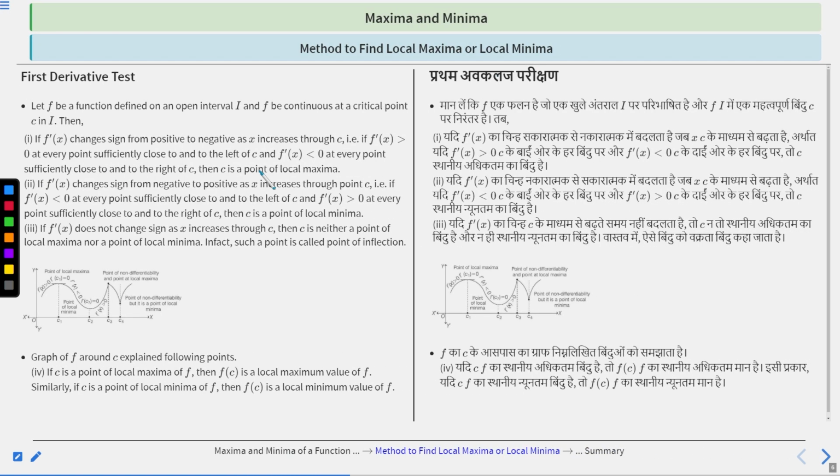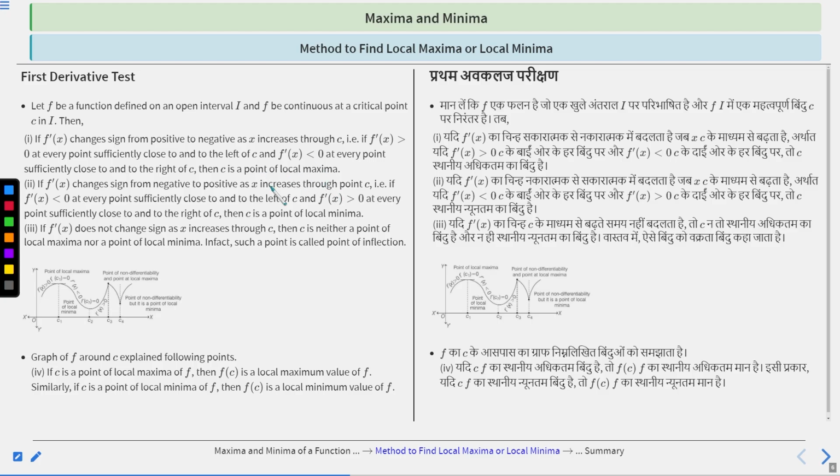Let's move to the method to find the local maxima or local minimum. See, first is first derivative test. Let f be a function defined on an open interval I and f be continuous at a critical point c in I. Then, if f dash x changes sign from positive to negative as x increases through c, that is, if f dash x greater than 0 at every point sufficiently close to and to the left of c, and f dash x less than 0 at every point sufficiently close to and to the right of c, then c is basically a point of local maxima.